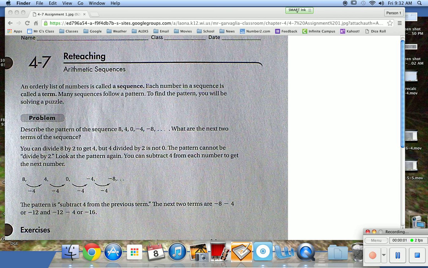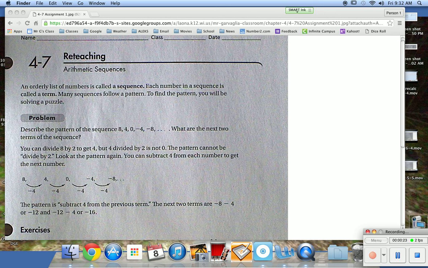All right, chapter 4, section 7. You are going to learn an equation today. First thing we're going to learn is how to figure out a sequence of numbers.